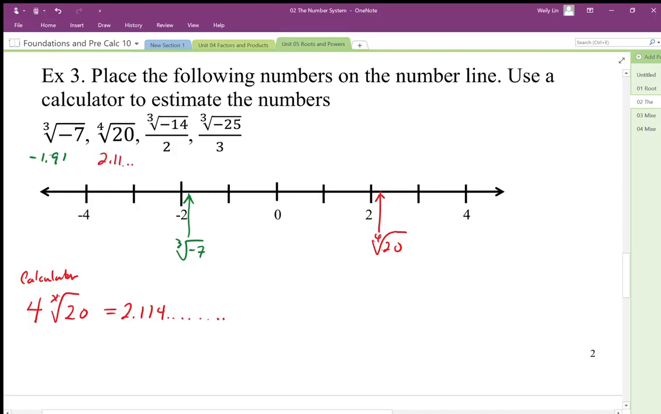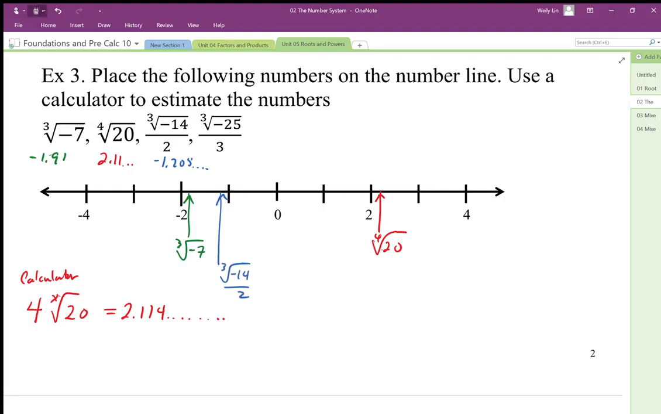Next, negative cube root of negative 14 over 2. When I work that out, I get negative 1.205. Okay, so that's going to be right about here. So the cube root of negative 14 over 2.